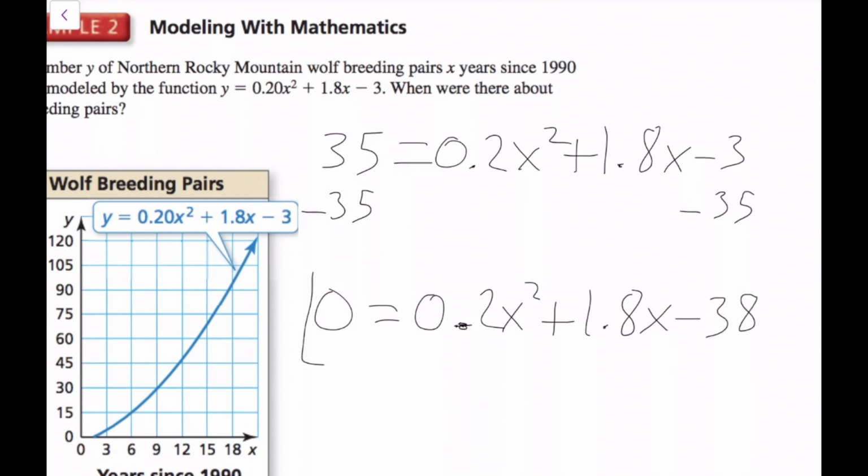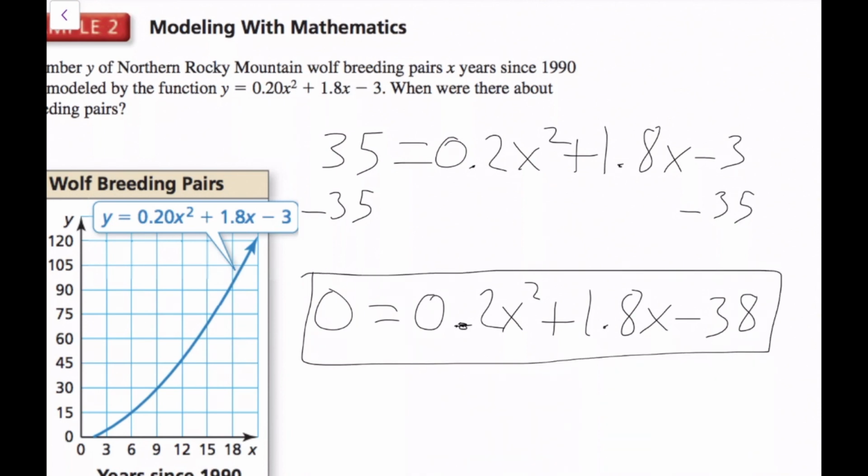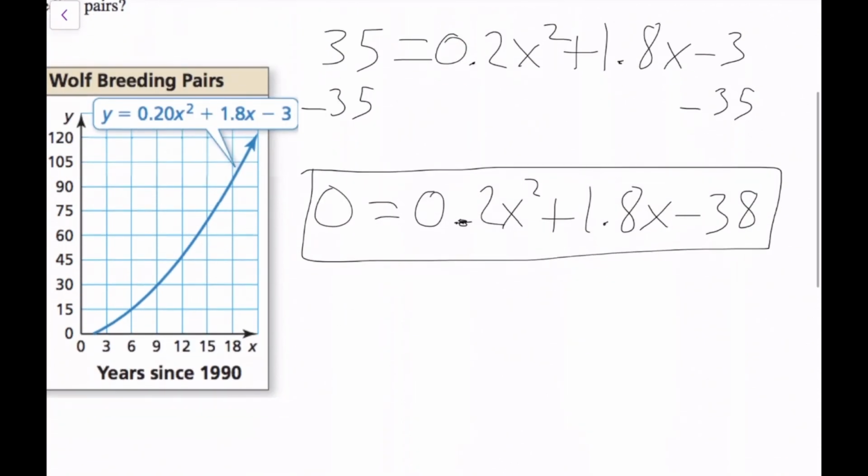So now this is my standard form quadratic equation. So now what I want to do is I want to identify my a, b, and c values, because those are what I'm going to plug in. So a is the coefficient of the x squared term, so that's 0.2.